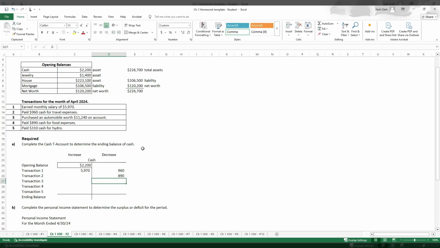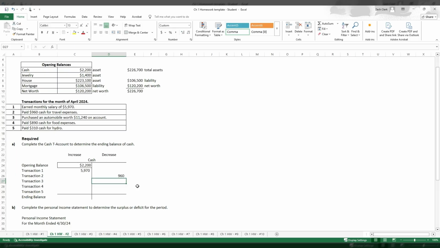Then we paid $310 for hydro. I'm not entirely sure what the book publisher was indicating with that, but it's just an expense, so we will leave that there. And actually, sorry, let me line these up just a little better. I realized I was just a little off there. So transaction number 2, we'll put that there.